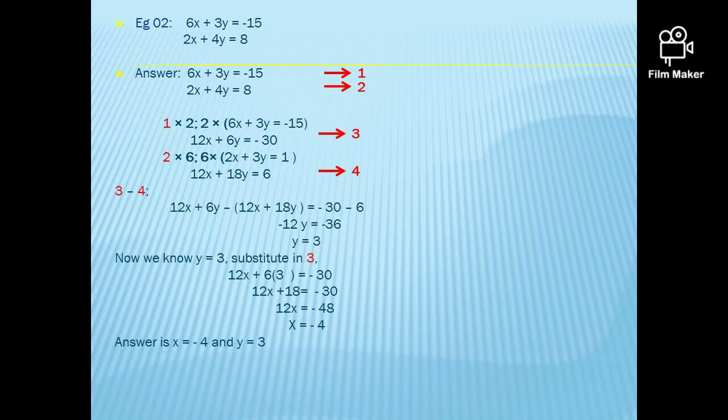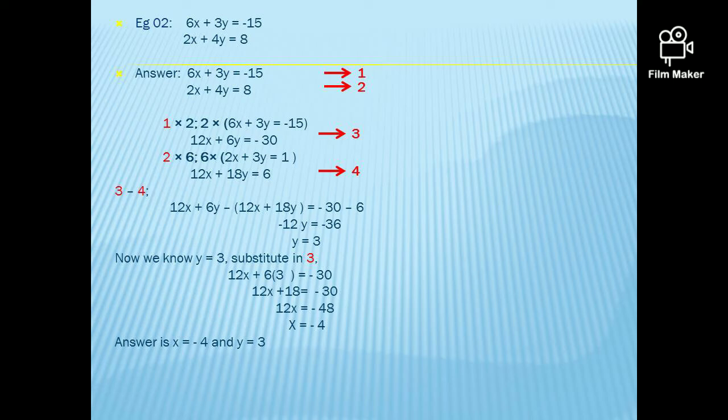Okay children, now let's move on to this equation. Our question is to solve the two simultaneous equations 6x plus 3y equals minus 15 and 2x plus 4y equals 8. I will label these two equations as the first equation and second equation as shown in the slide. Then we have to multiply the entire first equation 6x plus 3y equals minus 15 by the coefficient of x in the second equation.